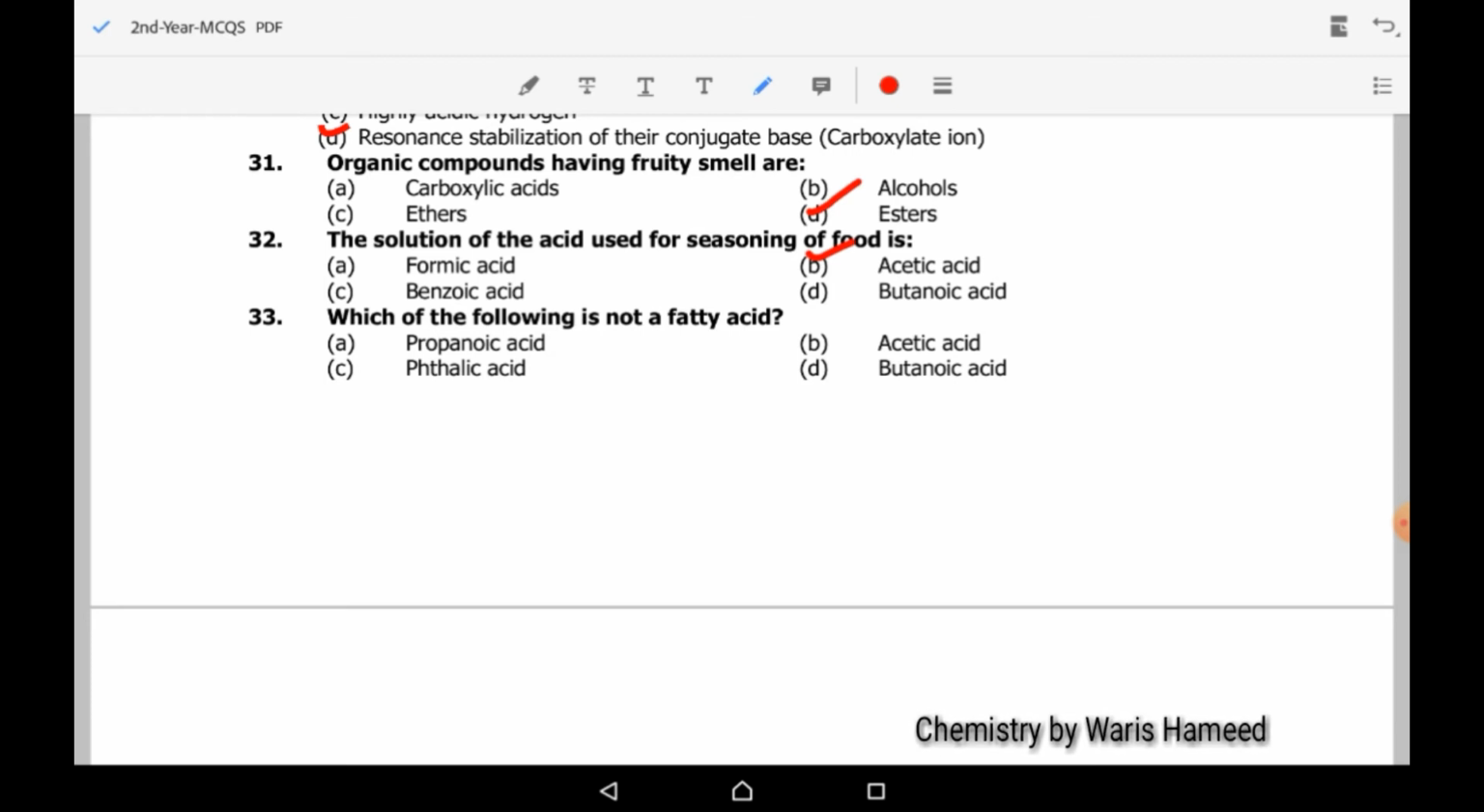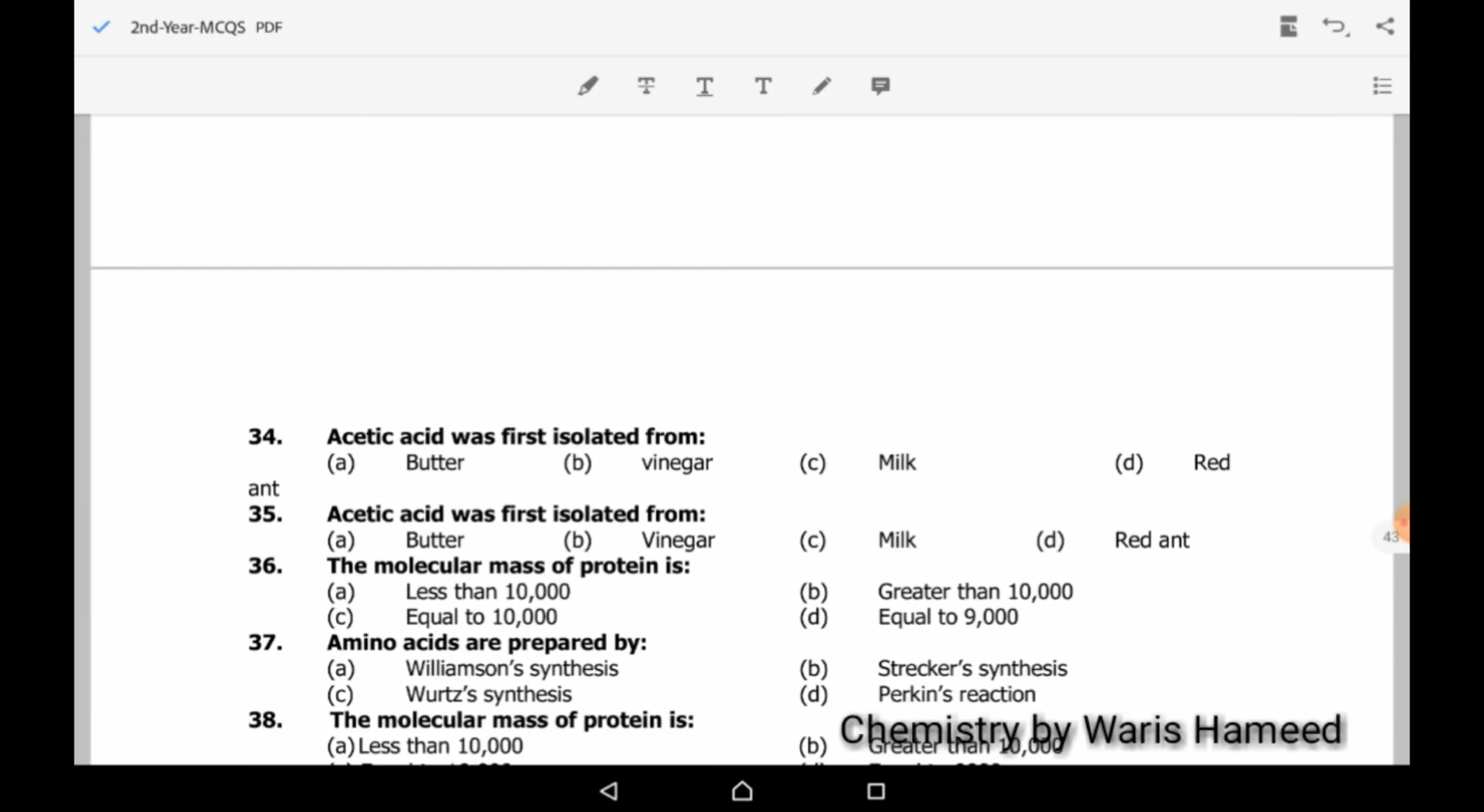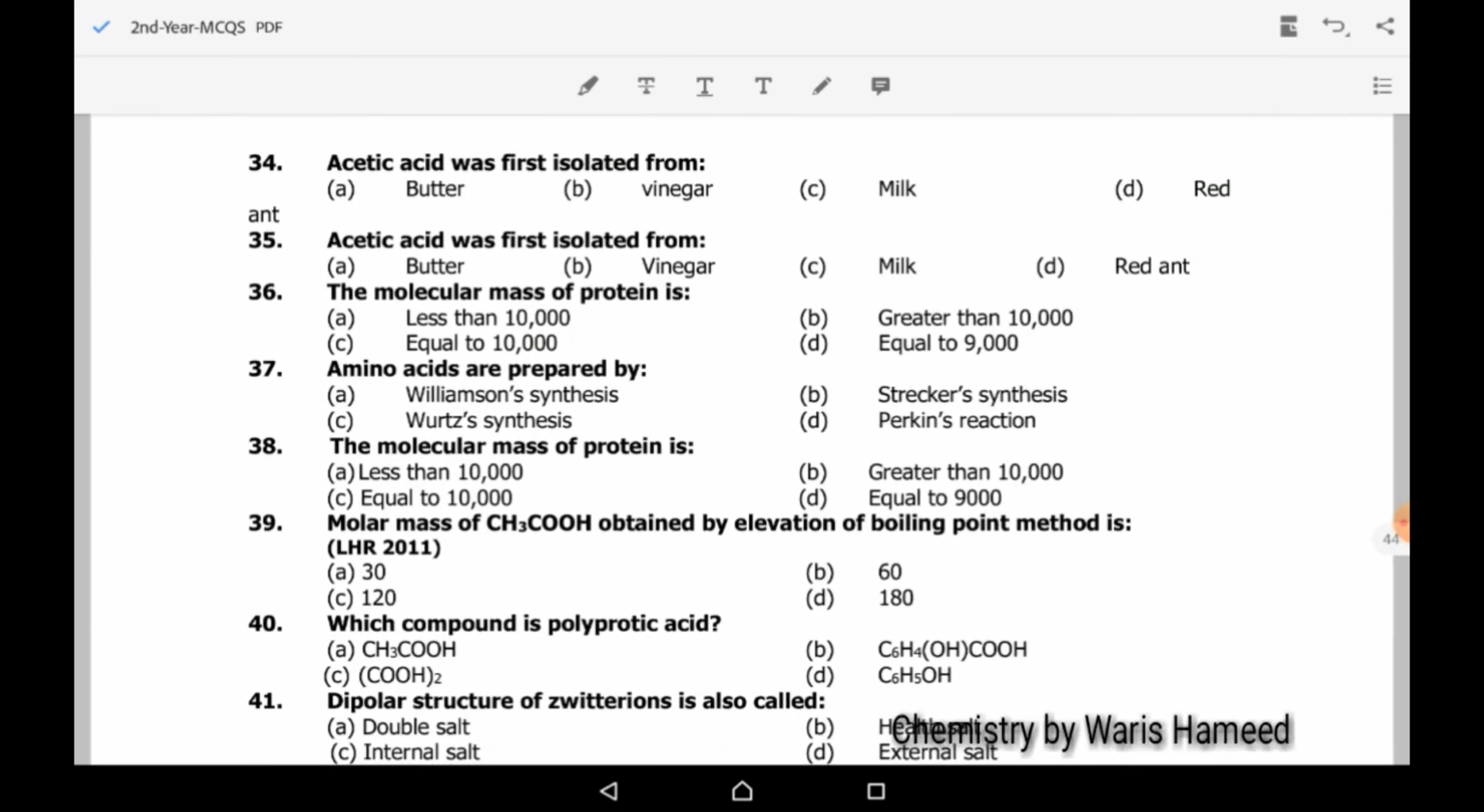33 MCQs. Which of the following is not a fatty acid? Again, there is a repetition of MCQs, and we have already studied this MCQs, and its correct option is phthalic acid. Next MCQ, 34 MCQs. Acetic acid was first isolated from. The second name of acetic acid is also vinegar, so it is isolated from vinegar.